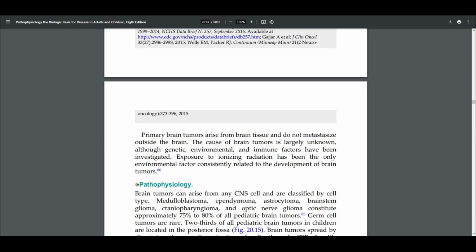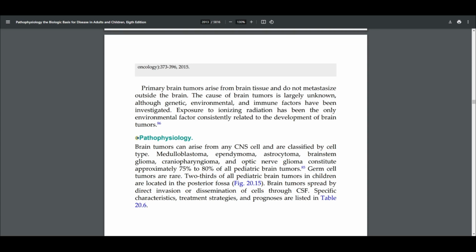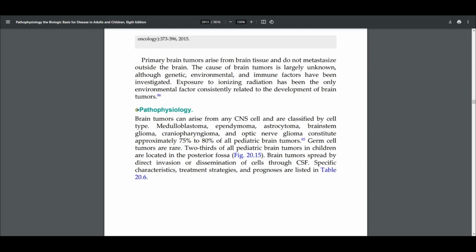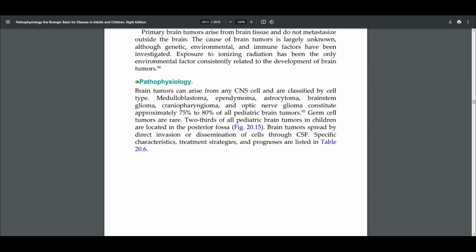Primary brain tumors arise from the brain tissue and do not metastasize outside the brain. The cause of brain tumors is largely unknown, although genetic, environmental, and immune factors have been investigated. Exposure to ionizing radiation has been the only environmental factor consistently related to the development of brain tumors.